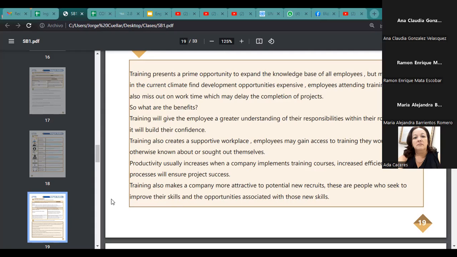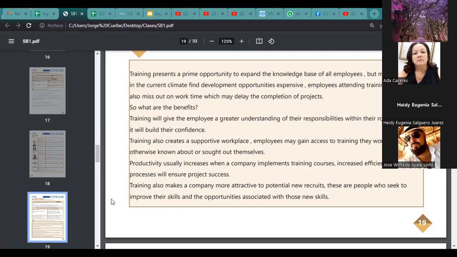Training present a prime opportunity to expand the knowledge base of the employees, but many employees in the current climate, find development opportunities expensive. Employees attending training sessions also miss out on work time, which may delay completion of projects. Okay, very good. Perfect. Very fast. Nice.